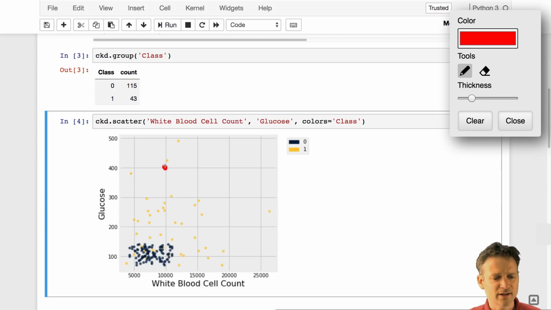And this red dot is quite near another yellow dot here, which was a historical patient who we know did have chronic kidney disease, because for the historical patients, we know their diagnosis. So this new patient, the best bet is probably predict that they do have chronic kidney disease. No guarantees, but that's your best bet.